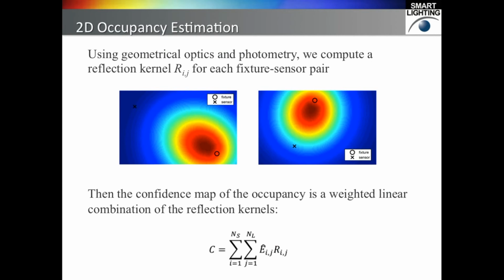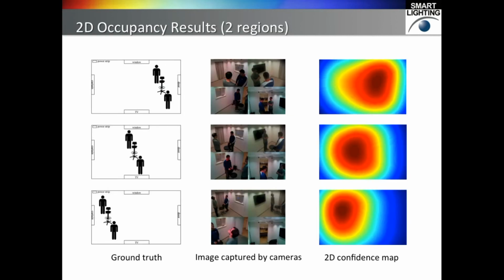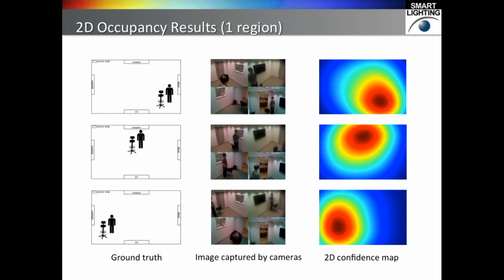For each fixture and each sensor, we compute a reflection kernel, and our final confidence map of the occupancy is a weighted linear combination of the reflection kernels. The weights are the entries of E hat. These are the results for occupancy scenarios where there are two people in the room. This is only one person in the room.